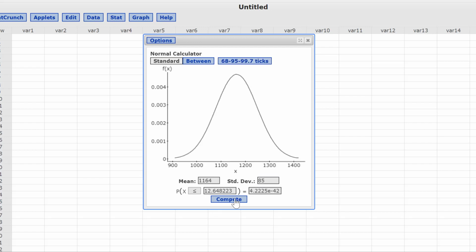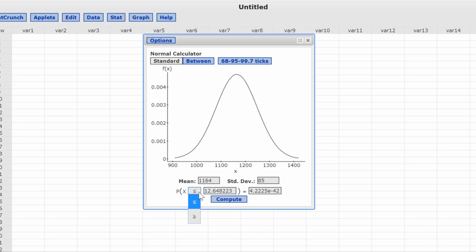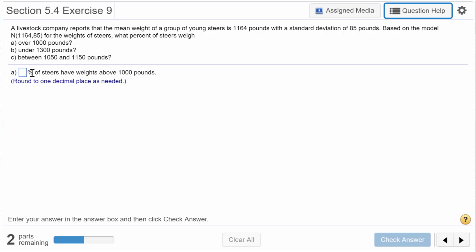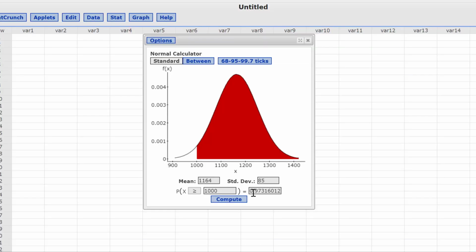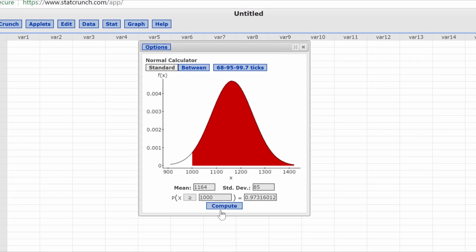And I can't really remember what I was looking for here. Let me go back to the problem. Over 1,000 pounds. So we want this to be greater than 1,000. Okay, so we are looking for percent. So we're going to take this number here. Let's check the rounding again. One decimal place. So 97.3%.